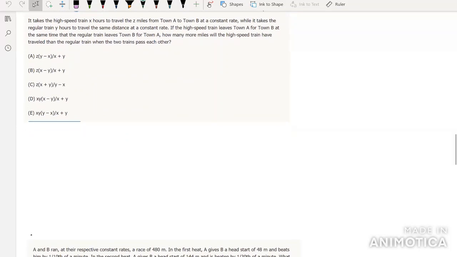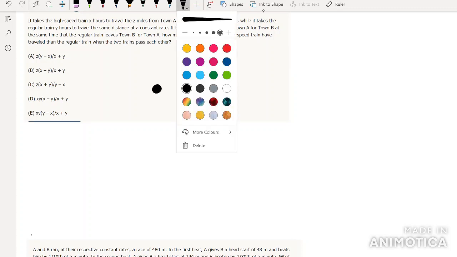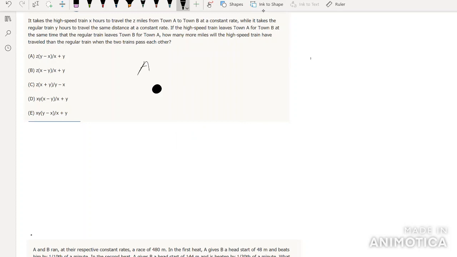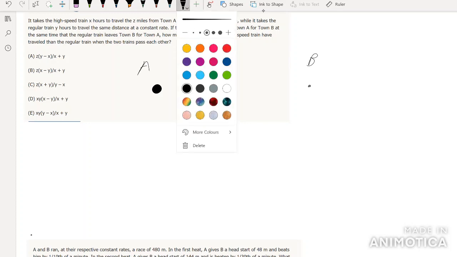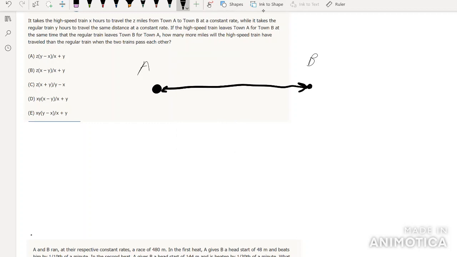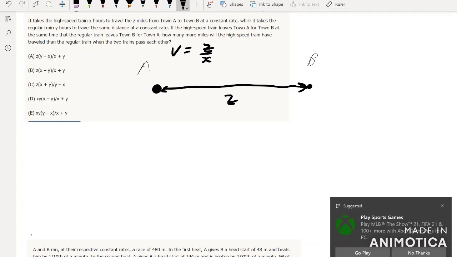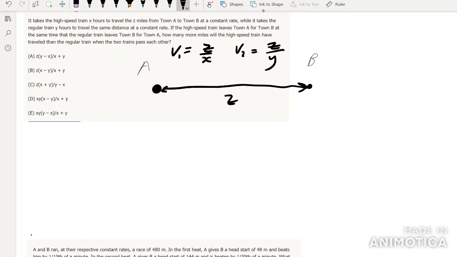Okay, it takes the high-speed train X hours to travel the Z... Okay, so we've got town A here, town B over here, and there's Z miles between them. So all I'm doing here is translating. The high-speed train takes X hours to do that Z miles, so we'll call his speed V1 equals Z over X. And while it takes the regular train Y hours, V2 equals Z over Y, that's his speed.